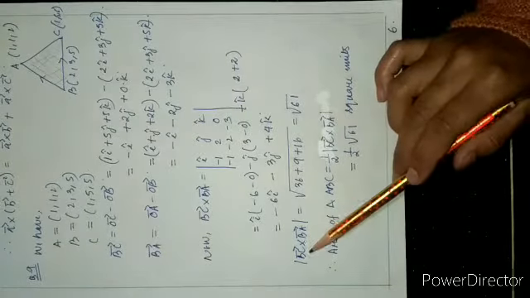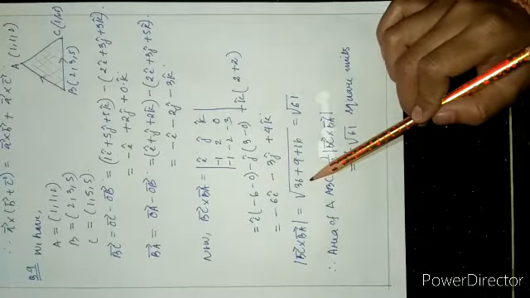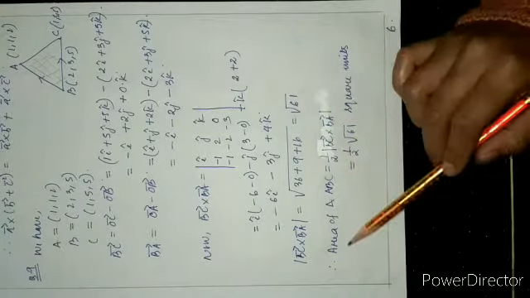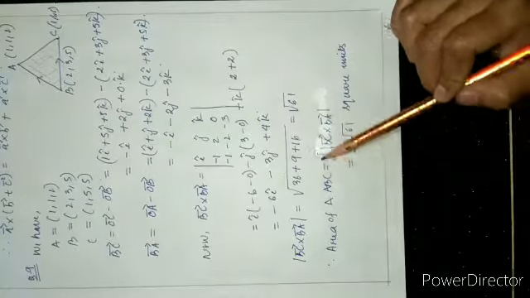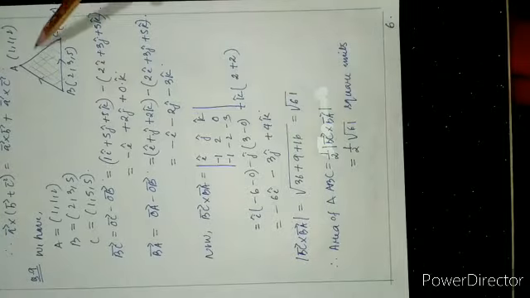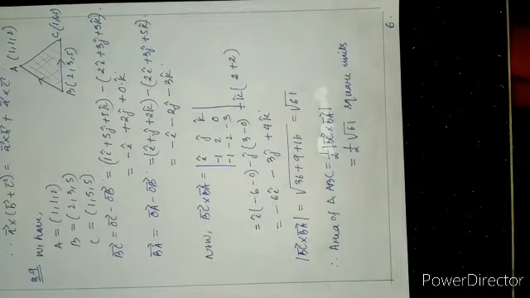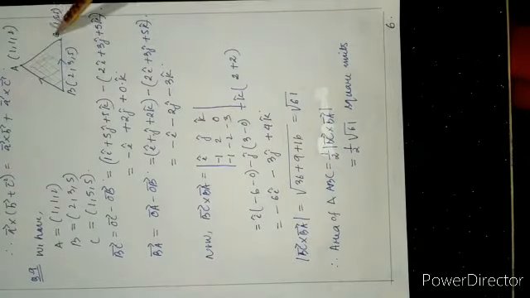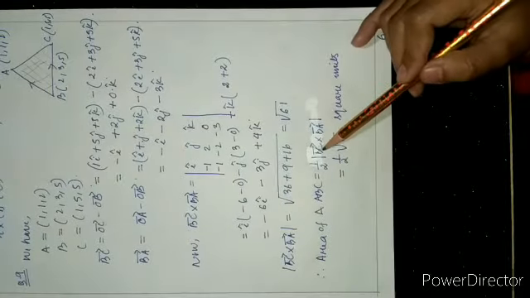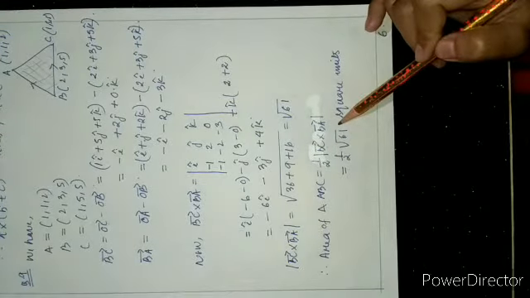Then find the magnitude of BC vector cross BA. Magnitude is root over 36 plus 9 plus 16, which is equal to root over 61. Since the area of the triangle ABC is equal to half the magnitude of the cross product of any two sides. Here we take BC and BA, or AC and AB, or CA and CB. Take the cross product, take the magnitude, and divide by 2 to get the area of the triangle ABC.